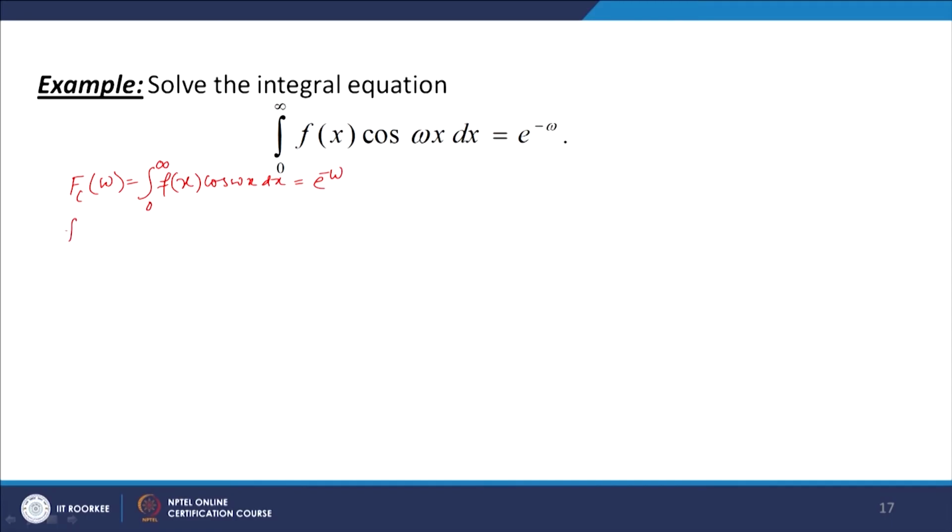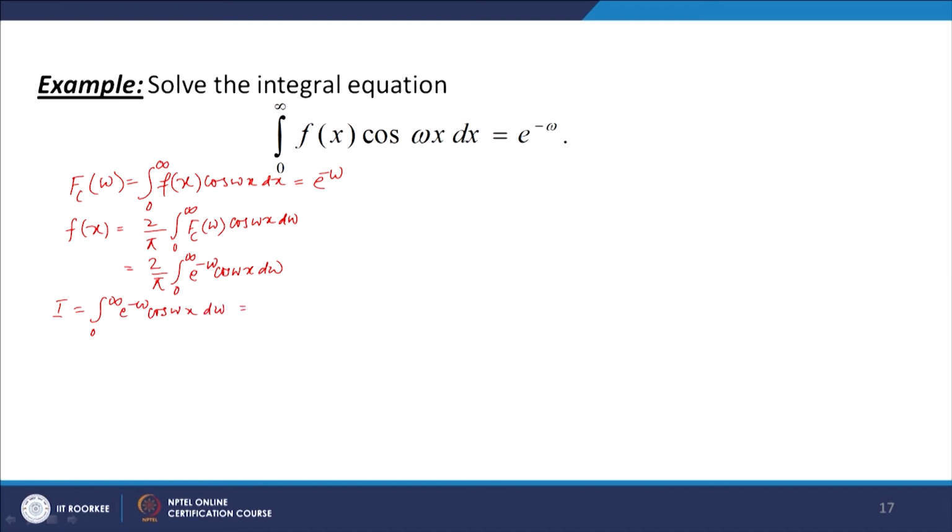Now let us find the inverse formula. So f(x) is 2 over pi, 0 to infinity F_c(omega) cos omega x d omega. Okay. So this is 2 over pi, 0 to infinity e to the power minus omega cos omega x d omega. Let us take I equal to 0 to infinity e to the power minus omega cos omega x d omega.